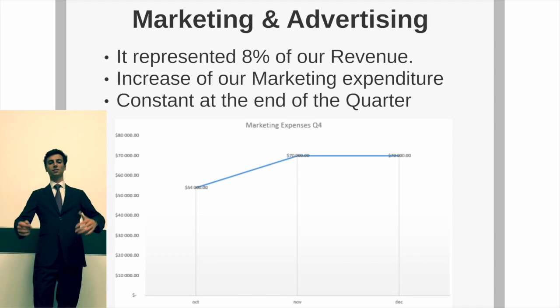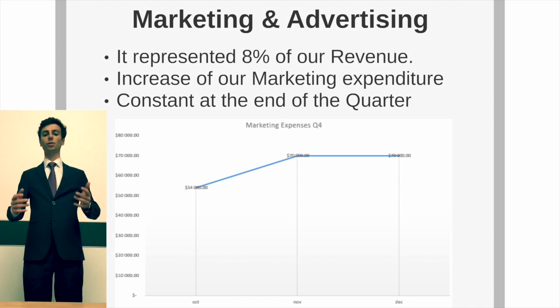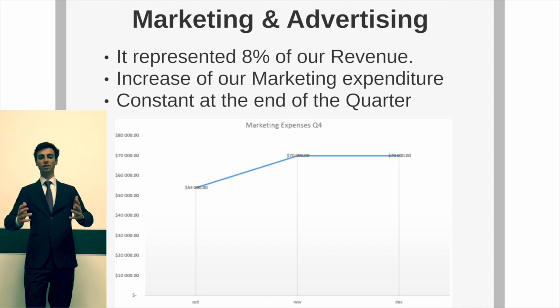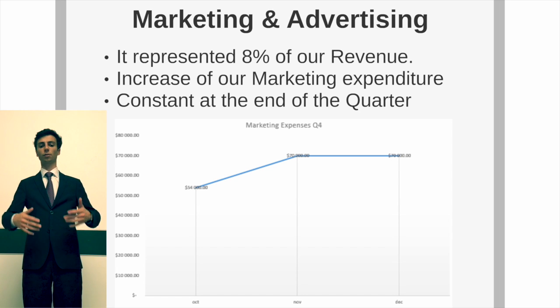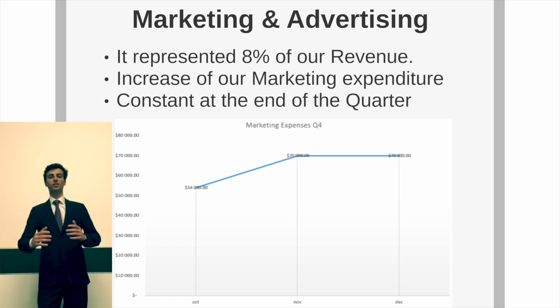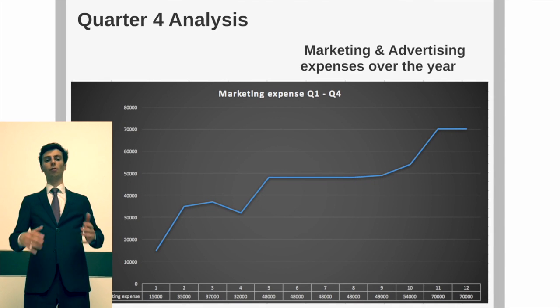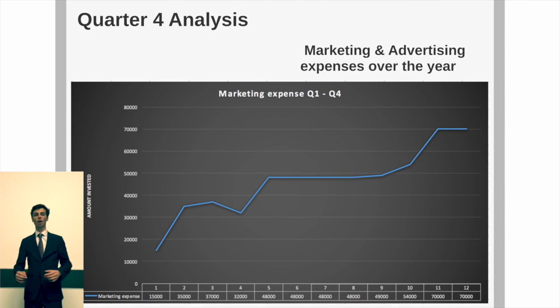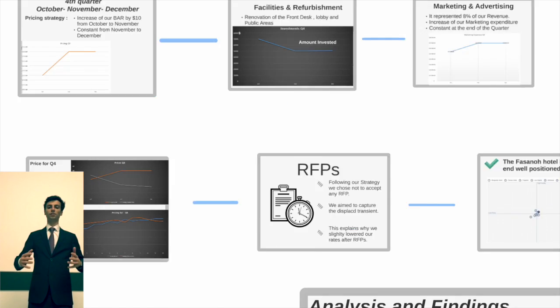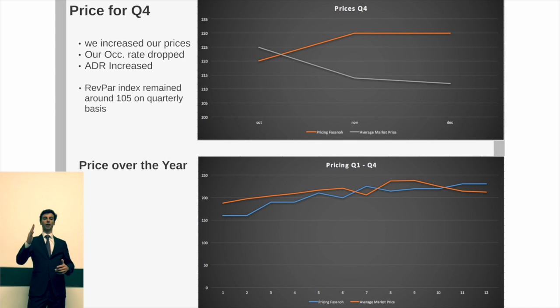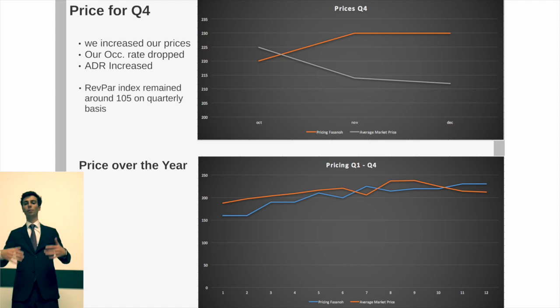Concerning our marketing expenses, as we wanted to boost our visibility towards our target market and communicate our recent facilities investment, we decided to increase our marketing expense toward the quarter. It was definitely a smart move to slightly increase our marketing expense up to 8% of our revenue at the end of the year. On one hand, as we increased the prices, our occupancy rate dropped, but on the other hand, our ADR rate skyrocketed and therefore our RevPAR index remained around 105 on a quarterly basis.